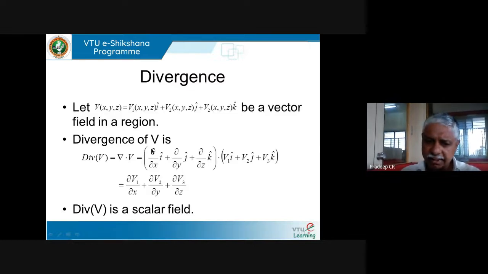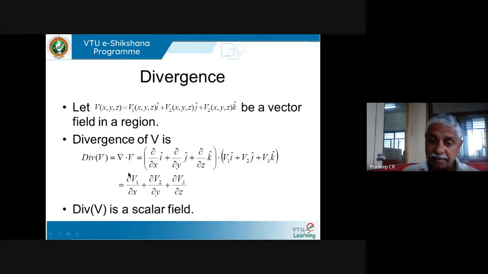So that means del by del x of V1, where V1, V2, V3 are the i, j, k components of V. So I'll get del by del x of V1 plus del by del y of V2 plus del by del z of V3. This is the definition. Initially you can just think of this as the definition. Divergence of V is del V1 by del x plus del V2 by del y plus del V3 by del z. The notation for this using nabla is this. That is how you must look at divergence.